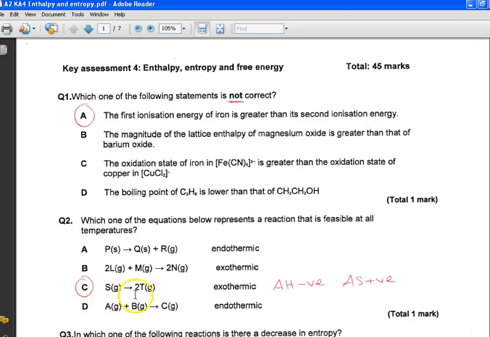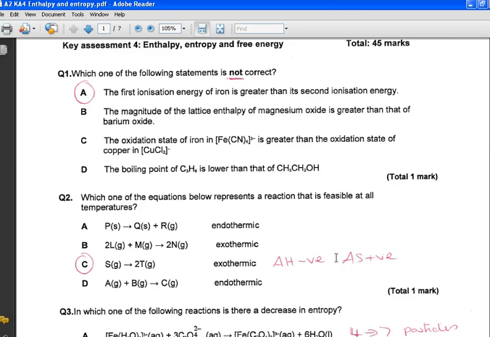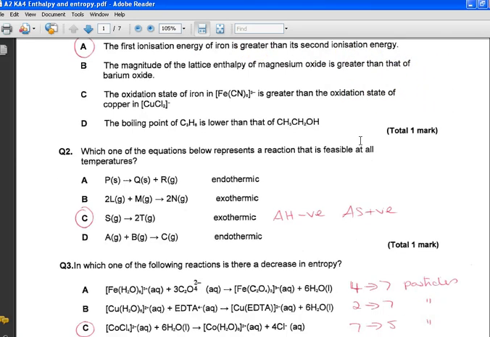Right, hello everyone. Okay, going through key assessment 4 on enthalpy, entropy, and free energy. So 4 multiple choice questions to start with. The first one, basically, as soon as you read that statement, you should know that that is not correct, and then you can quickly glance through the other 3, because the first ionization energy of anything is never going to be greater than the second ionization energy, and hopefully we all know why.